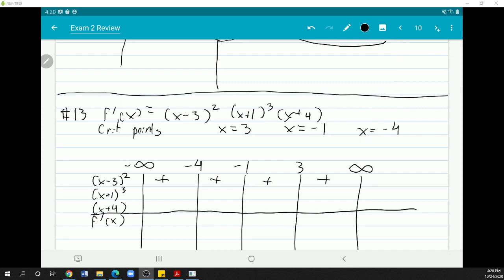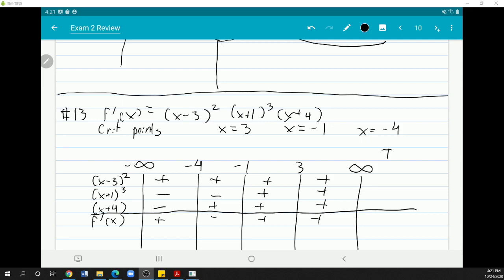So because it's cubed, wherever x plus 1 is negative, (x plus 1) cubed is going to be negative, and vice versa. So if I plug in something smaller than minus 1, I'm going to get a negative number. If I plug in something bigger, like 0, I get positive. And then for x plus 4, if I plug in, say, minus 5, I get a negative. If I plug in anything bigger, I get a positive. And therefore, we end up with plus, minus, plus, plus.